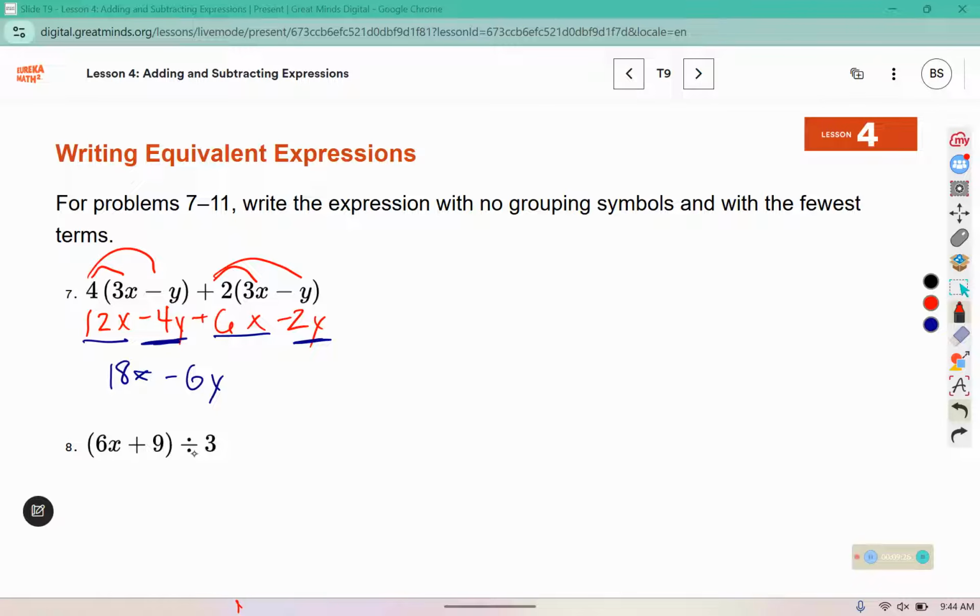This one, we can think of it as dividing or multiplying by 1/3 and then distribute that in. 1/3 of 6x would be 2x. 1/3 of 9 would be 3.